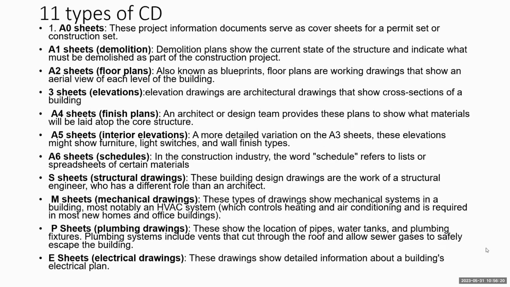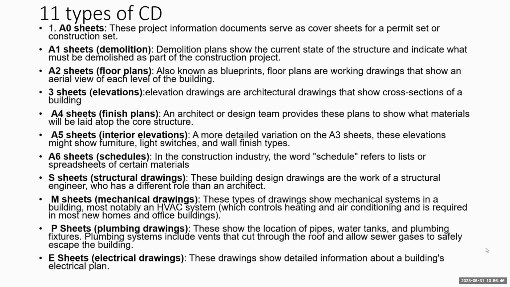So in my case study that I did from construction documents, I found 11 types of construction documents. The first one is A0 sheets. This product information document serves as a cover sheet for a permit set or construction set. A1 sheet, demolition. Demolition plans show the current state of a structure and indicate what must be demolished as part of the construction project.